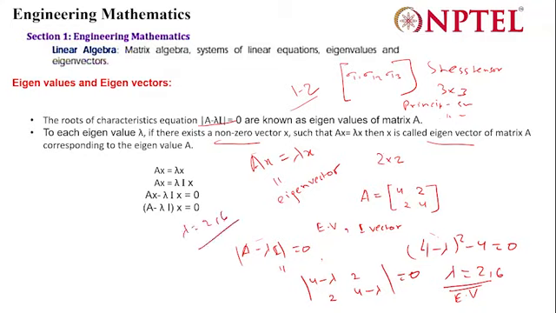So how will we calculate the eigenvectors? We have two eigenvalues, 2 and 6. Firstly, we will calculate for lambda equals 2.